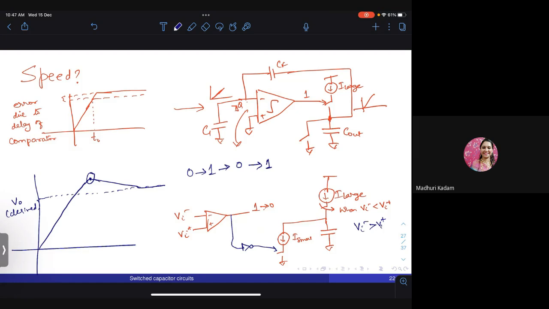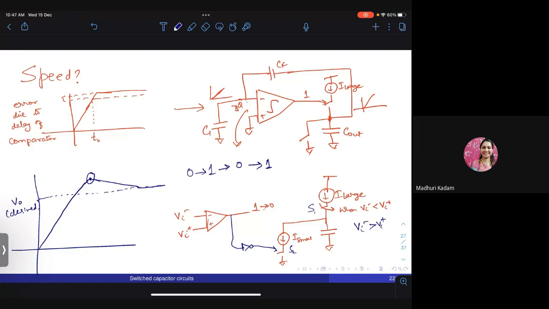Once it detects the first 0 to 1 transition, it should turn on this I large, allow the output to charge up, wait for the next 1 to 0 transition. Once the second 1 to 0 transition happens, turn on this small current I small to discharge the output. And then when that I small discharges the output such a way that Vi minus becomes slightly less than Vi plus, after that time, you will have to detect the comparator output again going from 0 to 1. And when that happens, you close both these switches S1 and S2. Okay, and then the output will stay where it is.